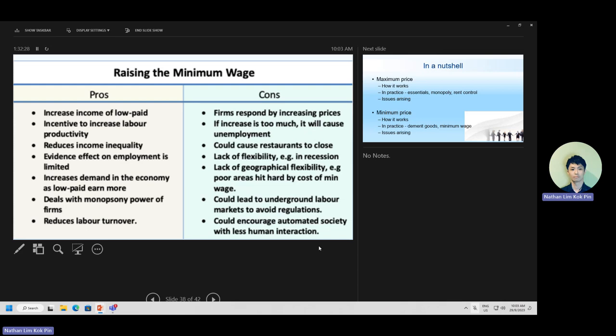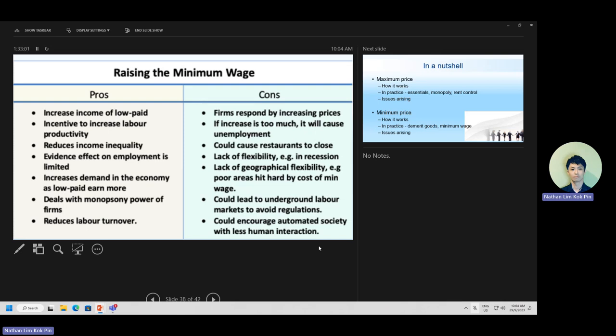So basically, this is what happened. Increased labor productivity, reduced income inequality, and the evidence on employment. So we look at the evidence, and we say, actually, it doesn't really hurt employment. Why? Because at the bottom, we still need a lot of people to work. So even though the minimum wage goes up, they still have to employ more or less the same amount of people. All right?